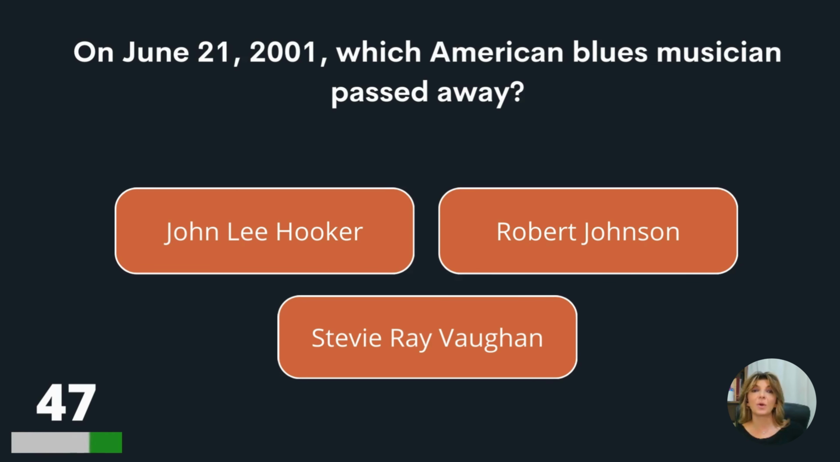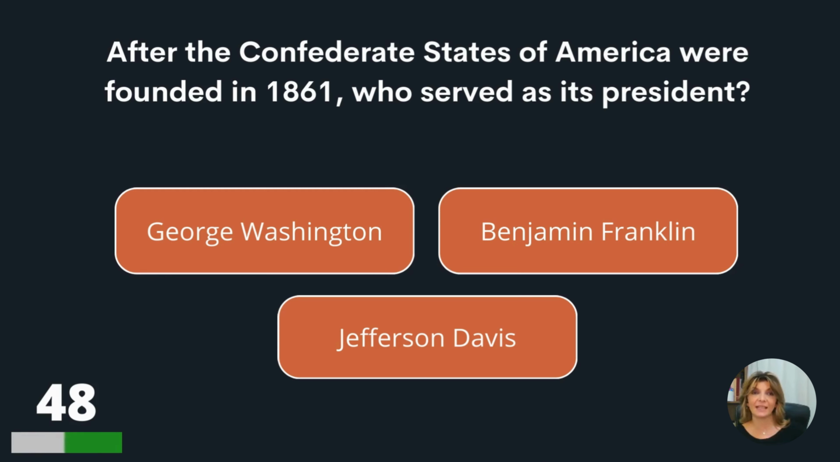After the Confederate States of America were founded in 1861, who served as its president? George Washington, Benjamin Franklin, or Jefferson Davis? Jefferson Davis.